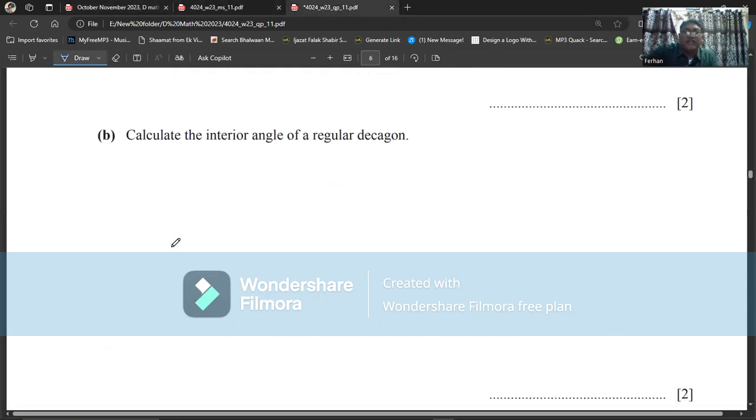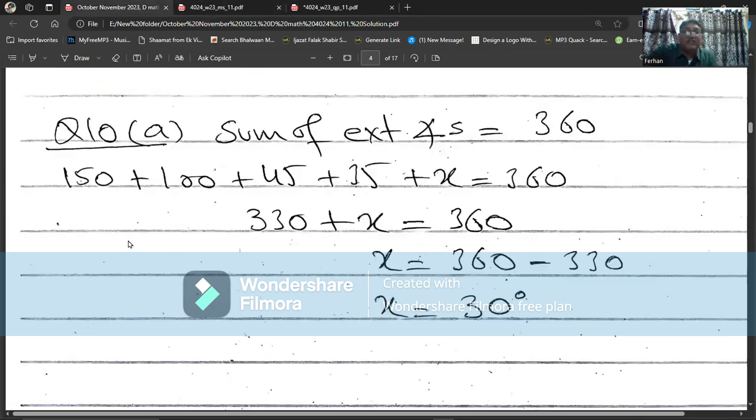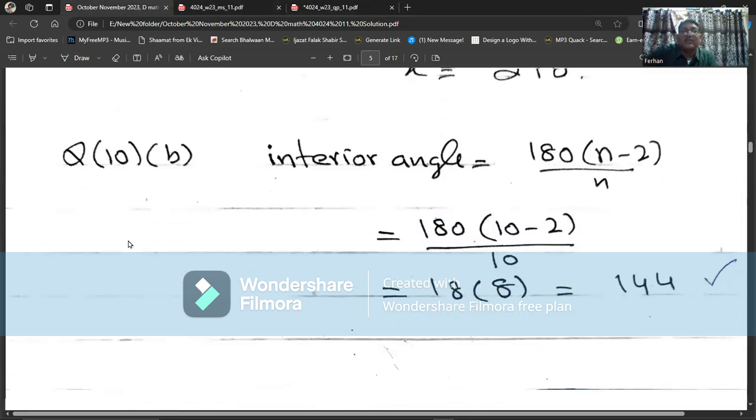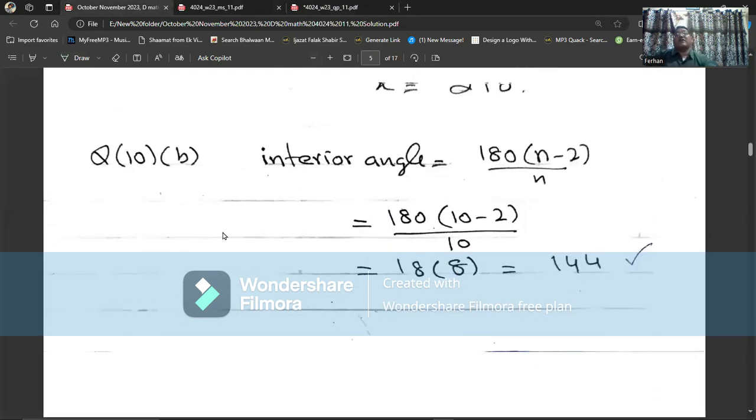He says, calculate the interior angle of a regular decagon. A decagon is a polygon that has 10 sides. So the formula for the interior angle is 180 times (n minus 2) divided by n. This is the formula we use to find the interior angle of a regular polygon. A regular polygon is a polygon in which all the sides are equal. Obviously, all the interior angles are also equal.